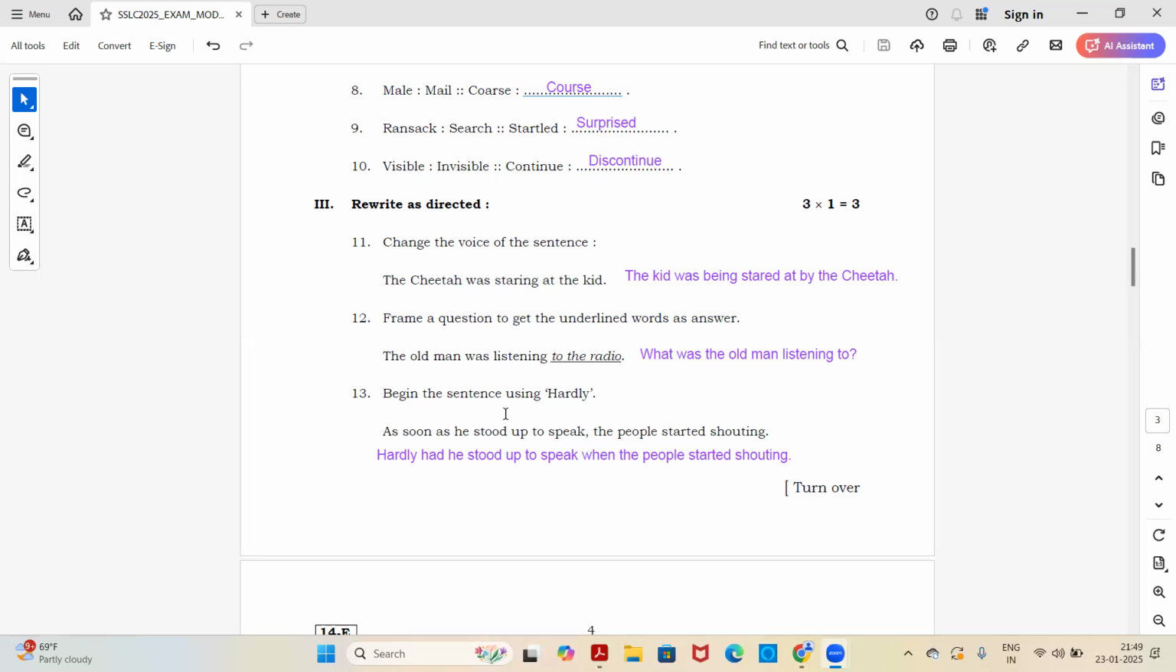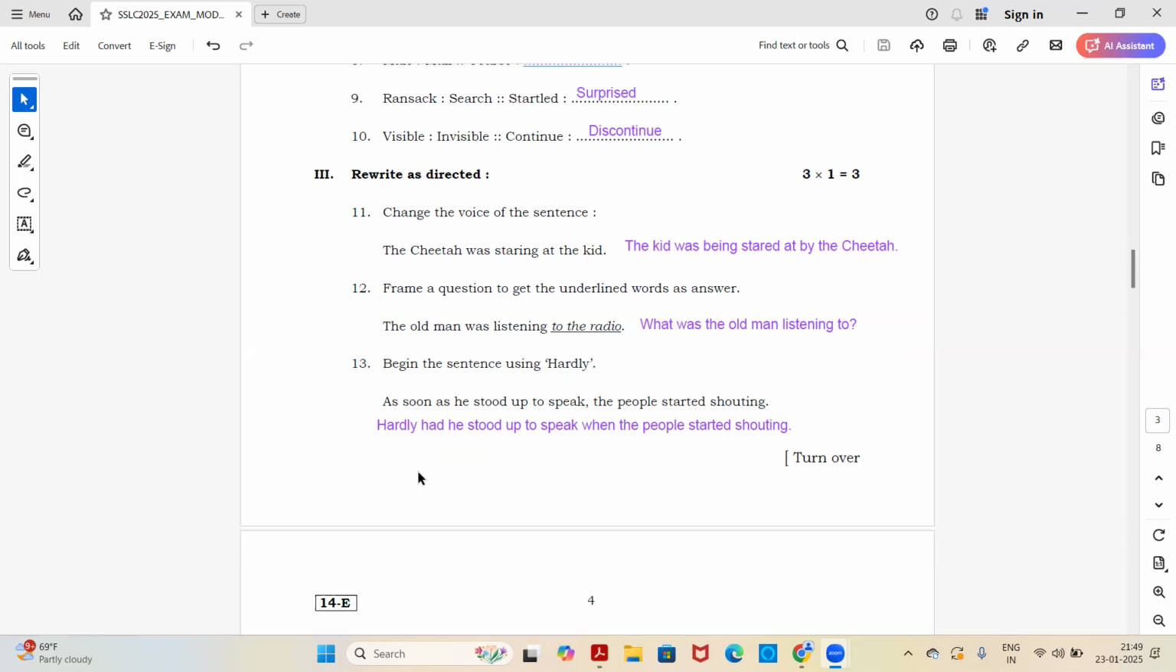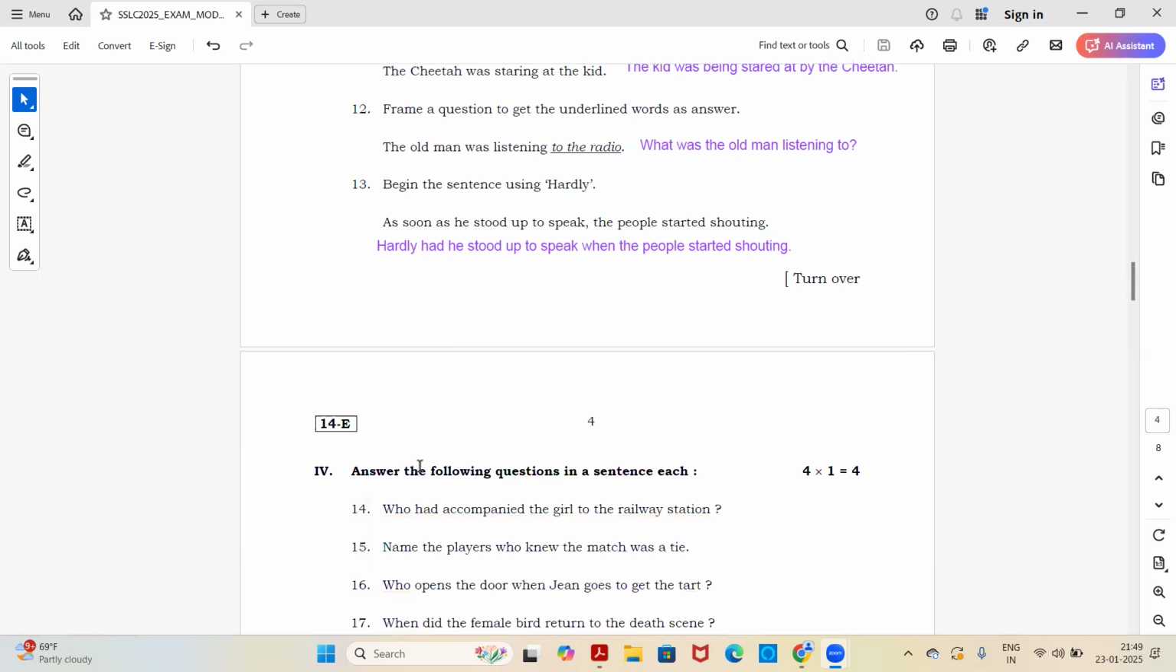Now begin the sentence using hardly. As soon as he stood up to speak, the people started shouting. This is a sentence. You need to rearrange the sentence and start the sentence with the word hardly, but the meaning should not change. So, hardly had he stood up to speak when the people started shouting. So, this way you can frame it with the starting word as hardly. Okay, I hope this is clear. Now let's move on to the next main.